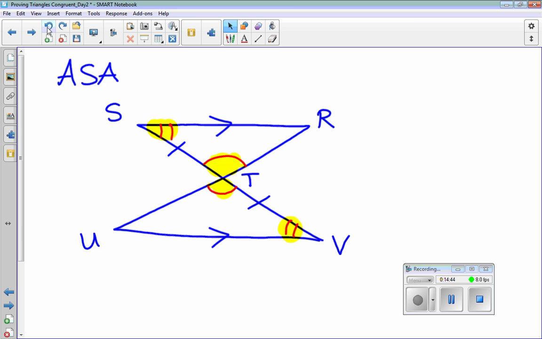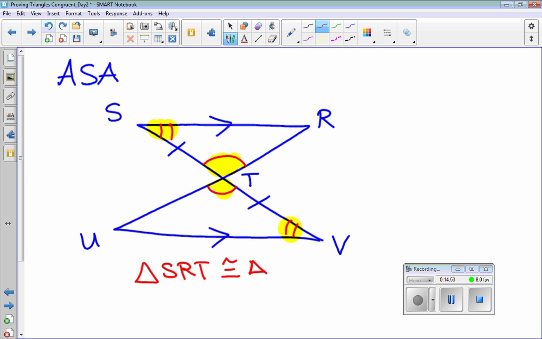So let's write our congruent statement. Triangle SRT is going to be congruent to which triangle on the bottom? What does S correspond to? S corresponds to V, and R corresponds to U, and then T corresponds to itself. I agree.